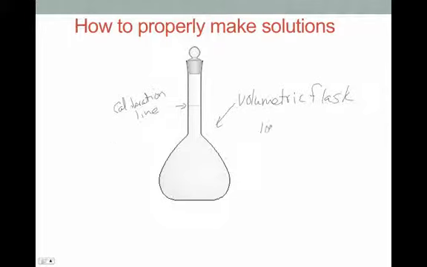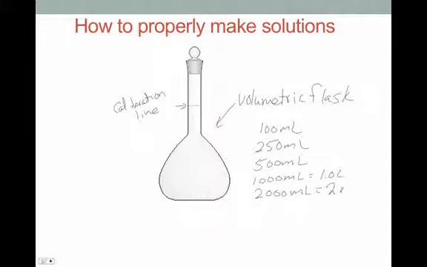You can have a 100 milliliter volumetric flask. You can have a 250 milliliter volumetric flask. You can have a 500 milliliter volumetric flask. You can have a 1000 milliliter volumetric flask, which is the same thing as a 1 liter volumetric flask. And you can also have a 2000 milliliter volumetric flask, which is the same thing as a 2.0 liter volumetric flask. And these are all sizes that I have in the lab that are accessible to me.